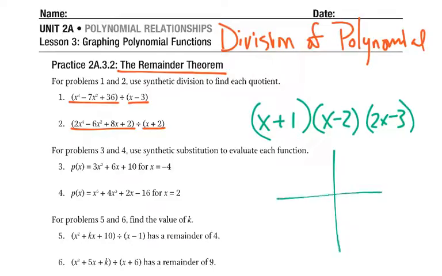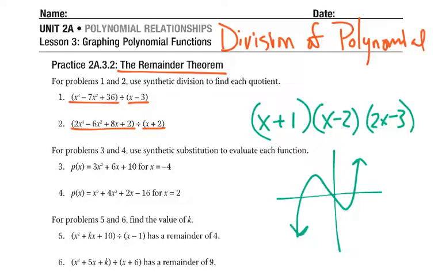But when we get a graph, and actually not that graph, when we get these factors, the factors are the points on the graph that are the x-intercepts. We also call them zeros or roots. You'll see that a lot as well. But this remainder theorem tells us about that.